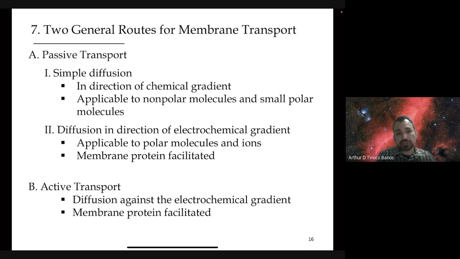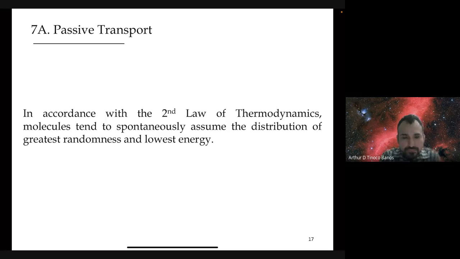Now, to contrast with passive transport, we have active transport, and that is diffusion against the electrochemical gradient, right? So the key thing is whether it's in the direction or against, and this will be membrane protein facilitated. All right, so when we're focusing on passive transport, in accordance with the second law of thermodynamics, molecules tend to spontaneously assume the distribution of greatest randomness and lowest energy.